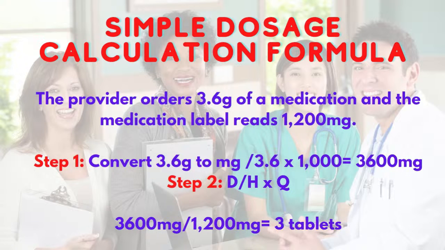So now that we have it in milligrams, now we can go back to the formula, which is step 2. So step 1 is converting into like measurements. Step 2 now is to do our formula like we've been doing, right? The D over H, the 3,600 divided by 1,200, that's 3. The quantity, again, is 1, okay? Because each tablet is 1,200 milligrams. So that's 1. Now we know that we have to give our patient 3 tablets. 3,600 divided by 1,200 is 3 tablets.